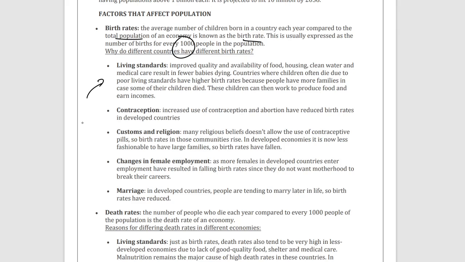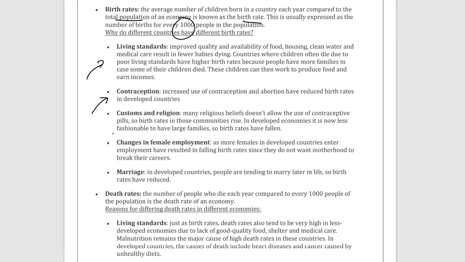The next one is contraception. The increased use of contraception and abortion has reduced birth rates. This would only help in developed countries, because in fact, less developed countries don't have access to contraceptives and abortion pills and so on. Hence the population just keeps rising, and that's why, if you notice, less developed countries have such big families, because they're not able to afford these contraceptives.